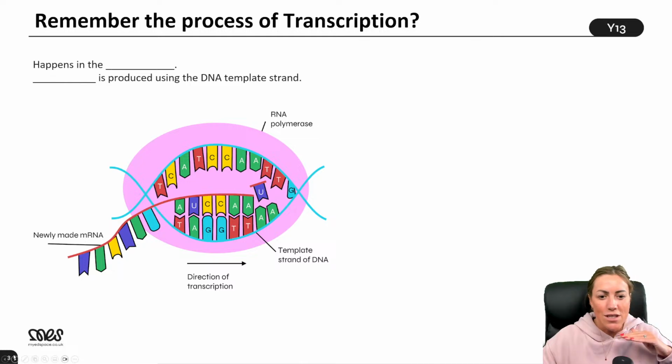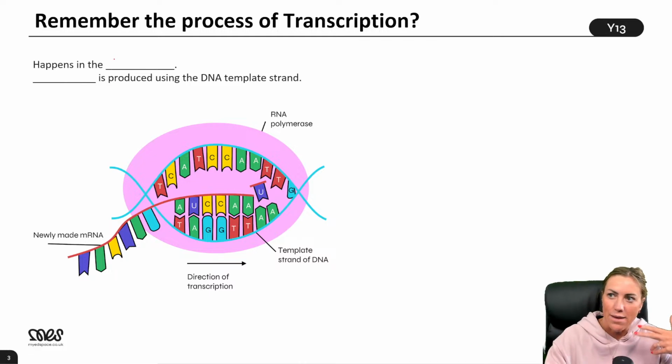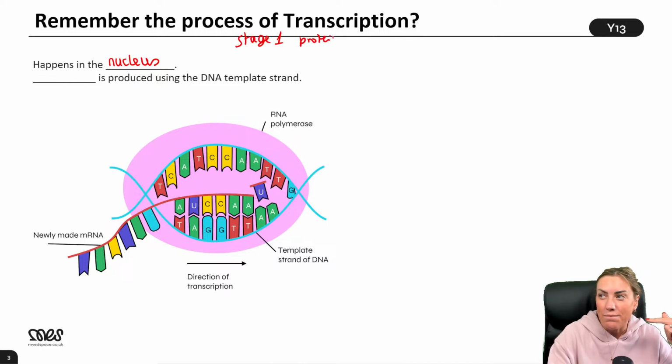So a simple question to start with, where in the cell does transcription happen? Where are we? Let's get inside the cell. Where does this happen? Oh, we've got a couple of different answers. Some of you are saying ribosomes and some of you are saying nucleus. What do we think is correct? Remember, this is the first stage of protein synthesis, not the second stage. So at this point, we're not actually making the polypeptide, okay? So those of you that said nucleus are correct, okay? Because this is stage 1 of protein synthesis.